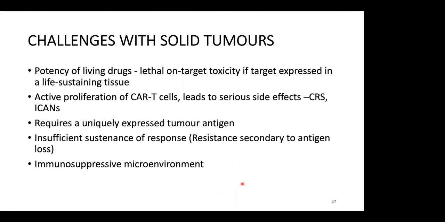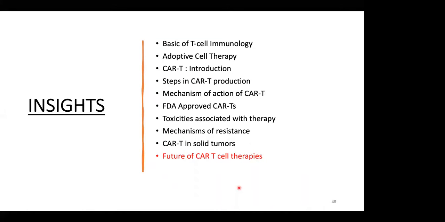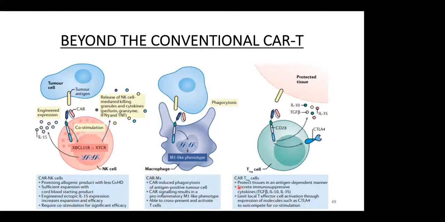Then the active proliferation of the CAR-T, this is common for both the hematological cancers as well as solid tumors, that they have serious side effects such as CRS and ICANS. And then there's insufficient sustenance of response because of the resistance to the antigen loss, as well as the immunosuppressive microenvironment, which I've already told. Now we've understood that the CAR-T in hematological malignancies is there. We have seen it in solid tumors. So what next? Now, these are the other eligible targets out there.